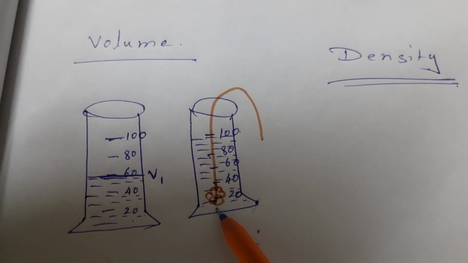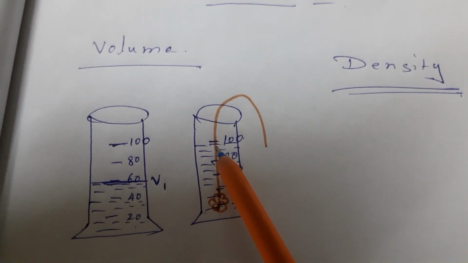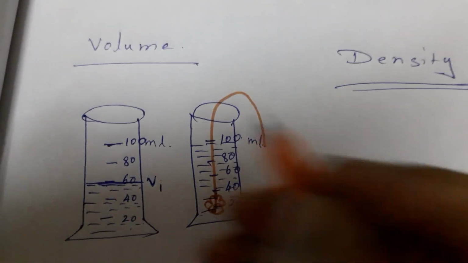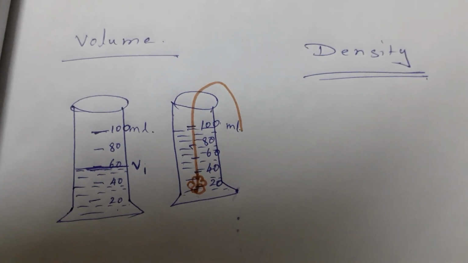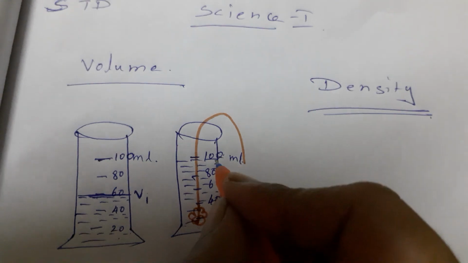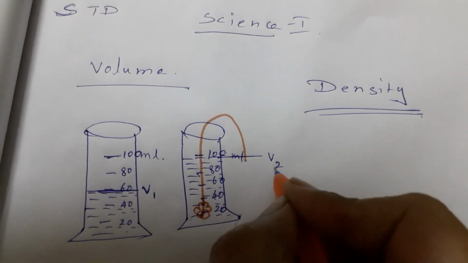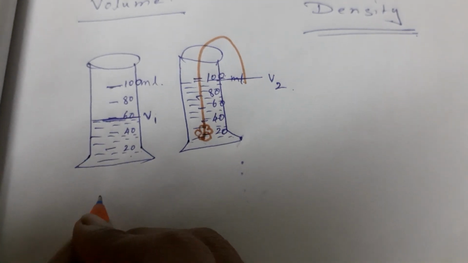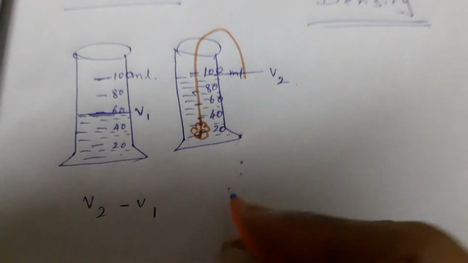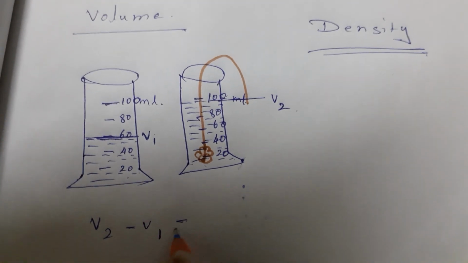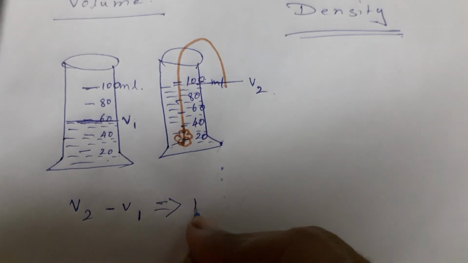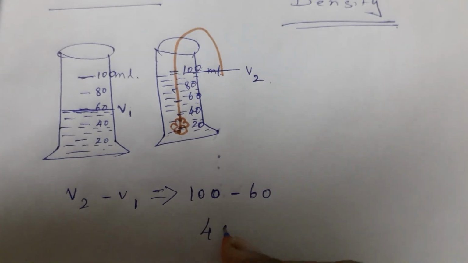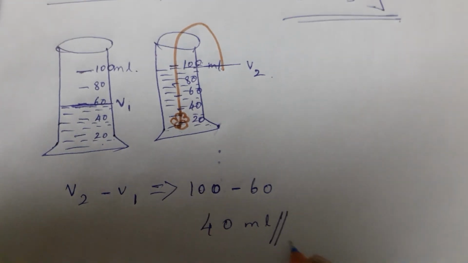Now the water level has risen to 100 ml. Then what will be the volume of the irregular stone? The volume of the irregular stone is V2 minus V1. That is what you have to write: 100 minus 60, 40 ml. This is the volume.